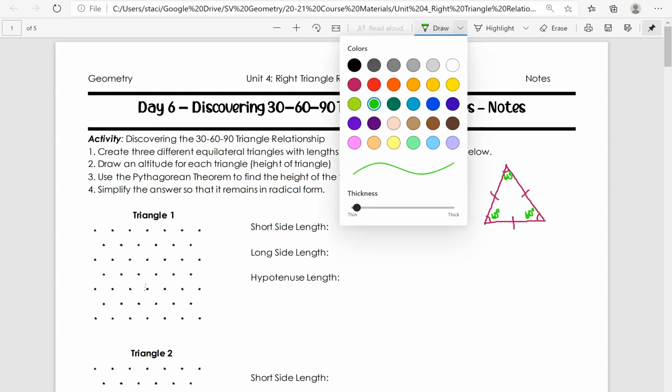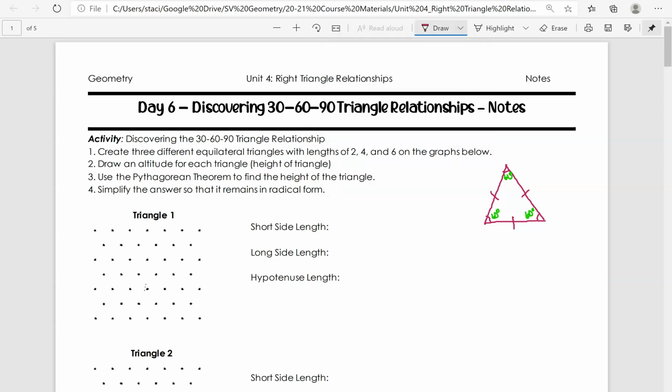So then you might be wondering, where does that 30, 60, 90 part come from if all the angles are 60? Well, what we're going to do is take an equilateral triangle, cut it straight down the middle, and draw the height in. When we do this, we're essentially going to ignore one of the sides, so I'm going to cross off this left side.